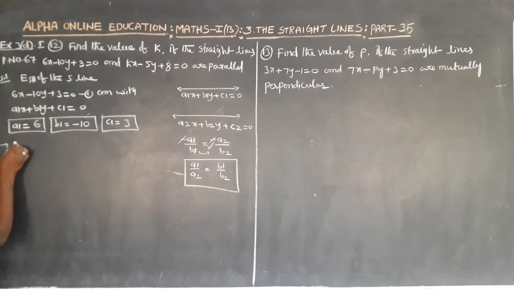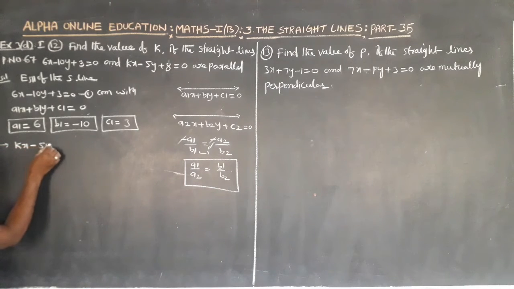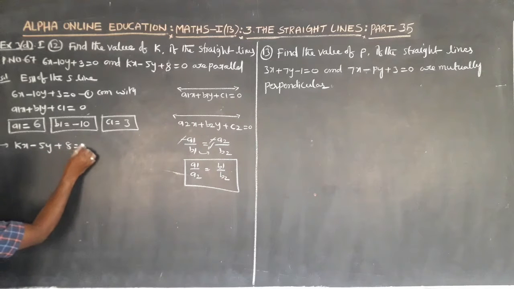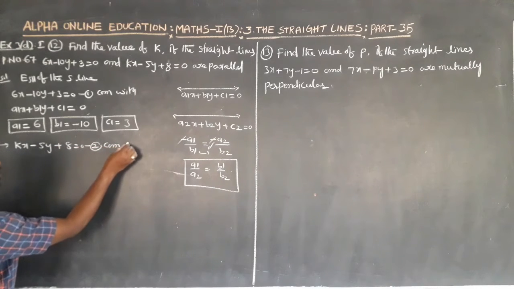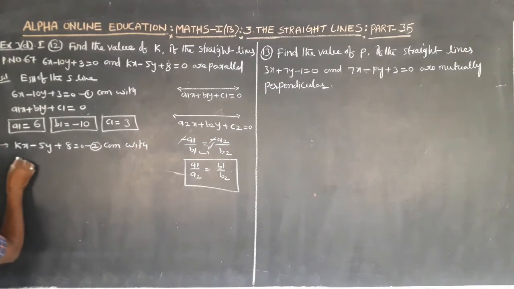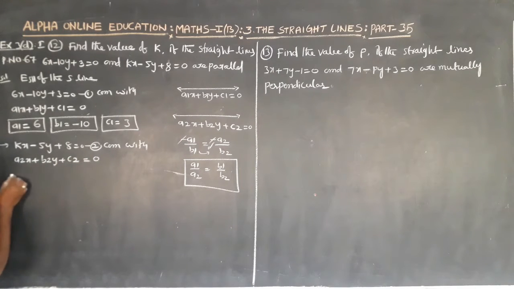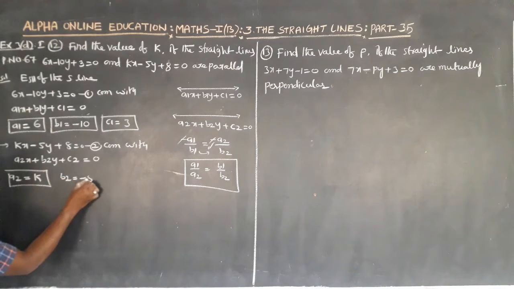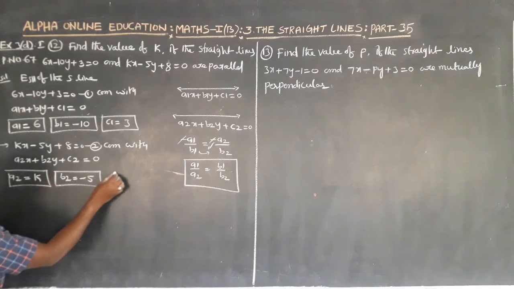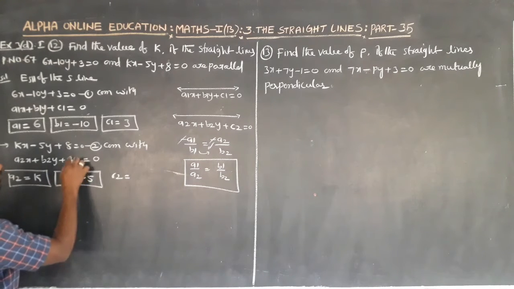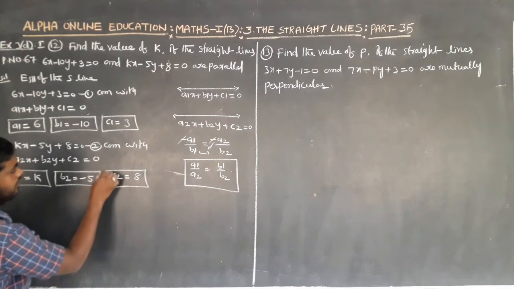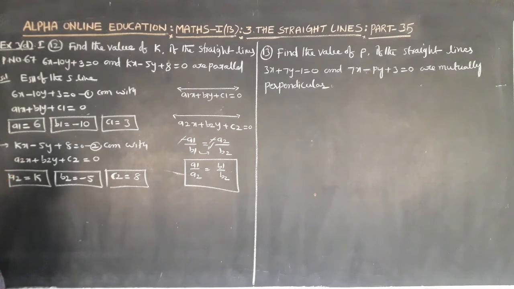Again, second line, kx minus 5y plus 8 is equal to 0. Comparing with the second line, a2x plus b2y plus c2 is equal to 0, a2 is equal to k, b2 is equal to minus 5 and c2 is equal to 8.